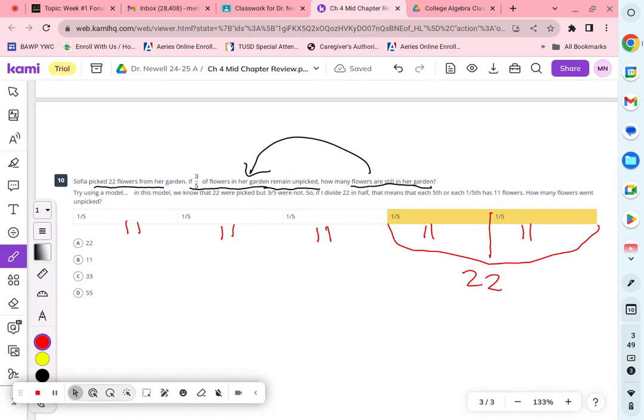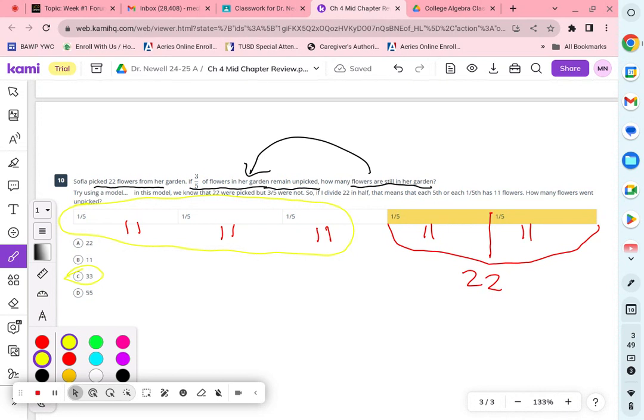The question was, if 3/5 were not picked, how many are still in the garden? I can just count them up. What's 11 plus 11 plus 11, or what's 11 times 3? If you said 33, you're correct. That would be our answer. Now for tomorrow's test, you will have a question just like this, so make sure you study this and you understand.